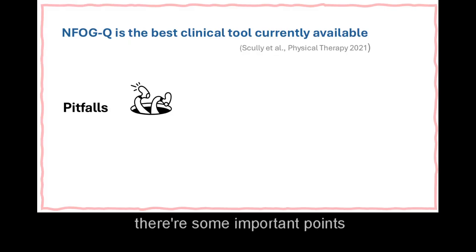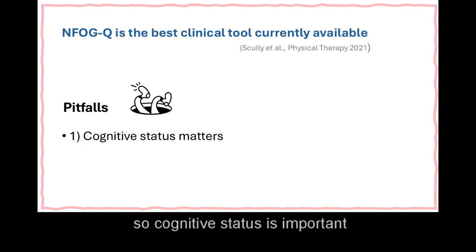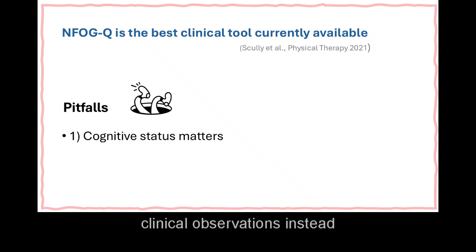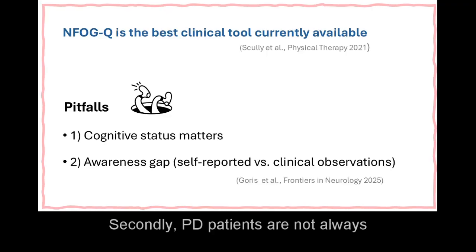However, there are some important points to note about NFOG-Q. Firstly, it's self-reported, so cognitive status is important. If you feel a patient has difficulties beyond daily conversation, I would recommend relying on clinical observations instead. Secondly, PD patients are not always aware of their freezing episodes.